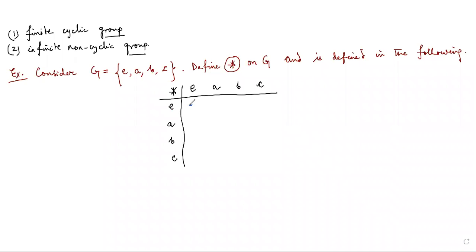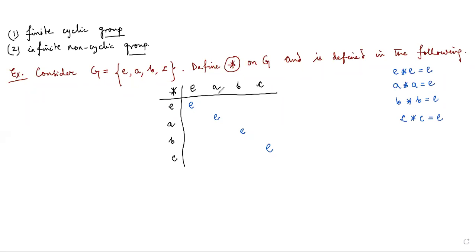So in the diagonal, I am writing E, E, E, E. That means when we want to calculate E star E, we get E. So E star E is equal to E. Then A star A is equal to E, B star B is equal to E, and C star C is equal to E. In this manner, I have defined the diagonal elements.